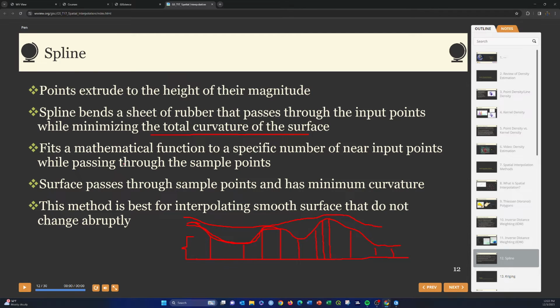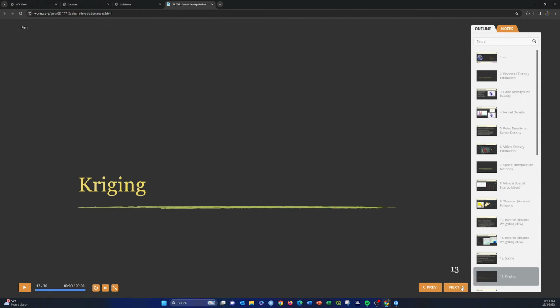So basically the idea is to fit a mathematical function to a specific number of near points while passing through the sample points. The surface passes through sample points and has a minimum defined curvature. Again, this is generally not a good method to use if you have a phenomenon that could change very abruptly, because it's going to try to generate a smooth surface. That's a quick overview of spline. We're going to get into it in detail.